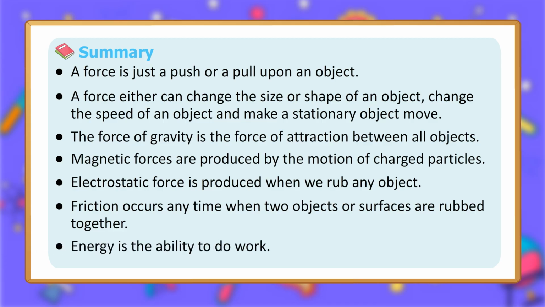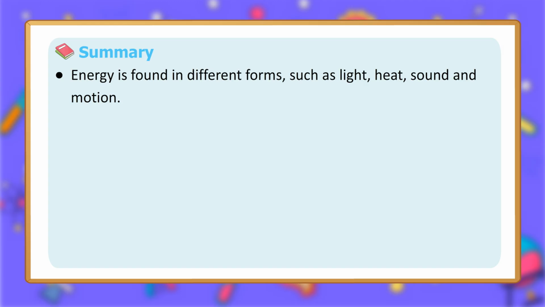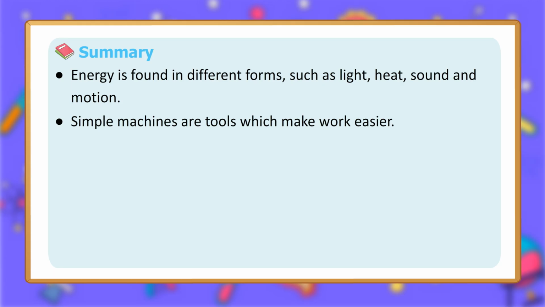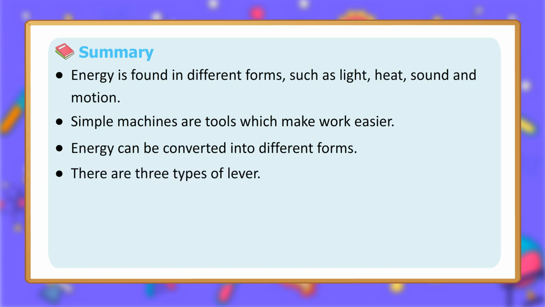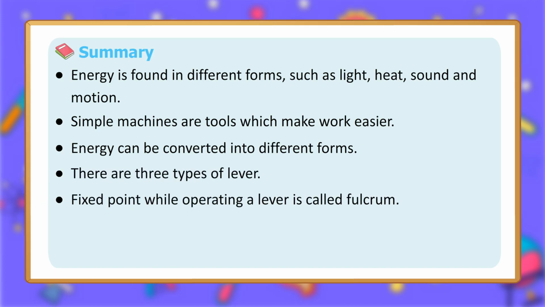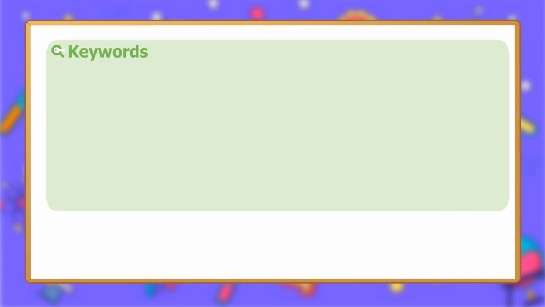Energy is the ability to do work. Energy is found in different forms, such as light, heat, sound and motion. Simple machines are tools which make work easier. Energy can be converted into different forms. There are 3 types of lever. The fixed point while operating a lever is called the fulcrum.